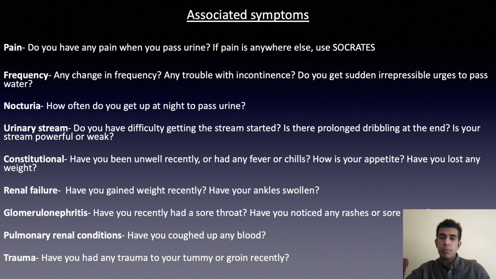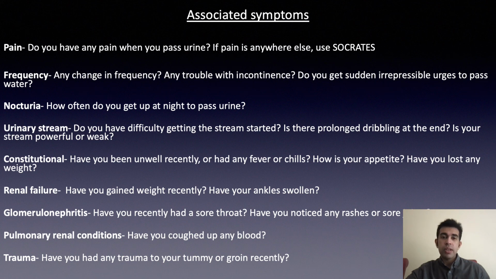Having a look as well, perhaps more in the younger population, you might notice some more rare autoimmune conditions. So, pulmonary renal conditions. Have you coughed up any blood, for example? And also, it's always worth asking, have they had any trauma to the abdomen or groin area recently? So with all of that history taken, that will provide you the main content of your urological history.